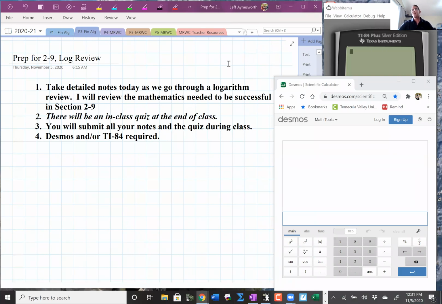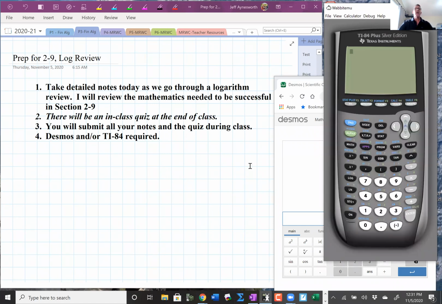Section 9 is a challenging one in some respects because the mathematics are a little bit more involved. They take logarithms to solve the word problems or the financial problems that we have in section 9. So today is all about getting you guys ready with the mathematics involved with section 9. You're going to need quite a bit of graph paper here, so get out a notebook or whatever you have. You're going to need your TI-84, and if you don't have the TI-84, you're going to need your Desmos.